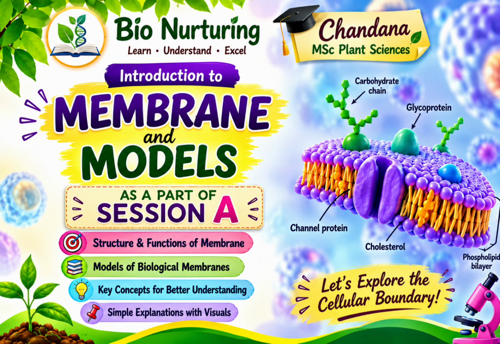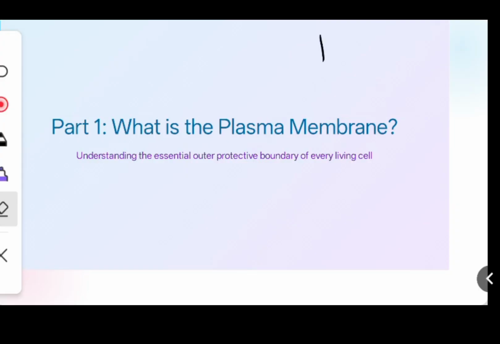In this video, I am explaining about plasma membrane and their models and basics. What is the plasma membrane? Plasma membrane is the outermost layer of the animal cell, and it is a boundary between the inner environment of the cell and the outer environment of the cell.